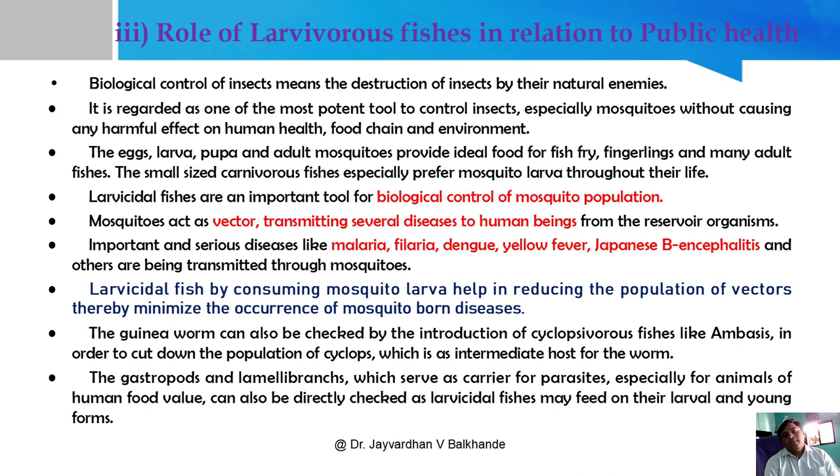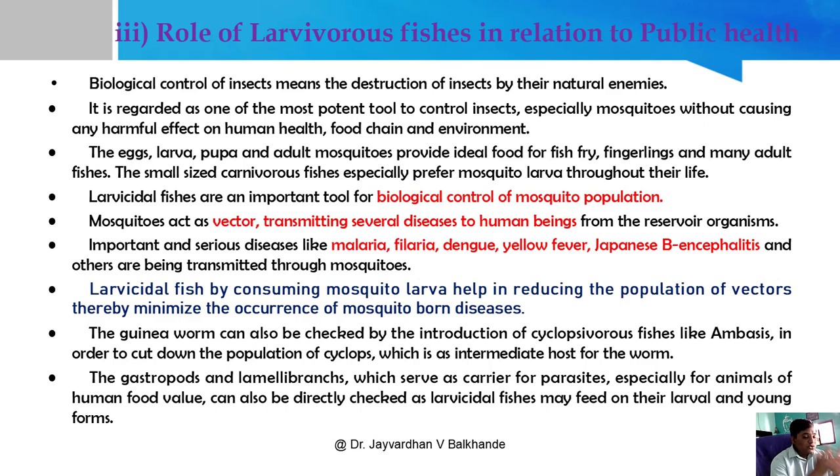Now today we have discussed what is meant by larvivorous fishes, what their characteristics are, meaning which characters they should have for us to select these species as larvivorous. Then we have discussed the exotic as well as the indigenous larvivorous fishes found in India. Now the most important point in this unit is the role of these larvivorous fishes in relation to public health. Why should this be taken in our syllabus? Because these fishes play a very crucial role as far as public health is concerned.